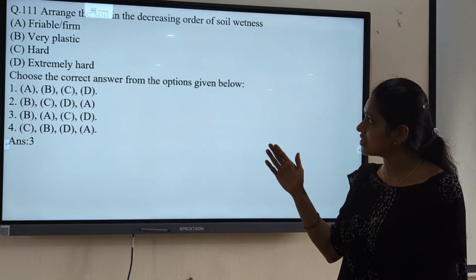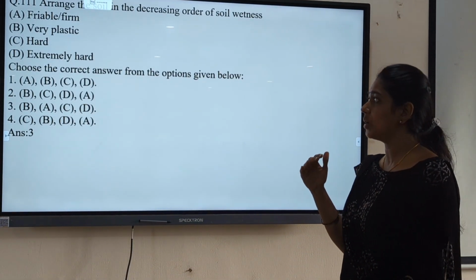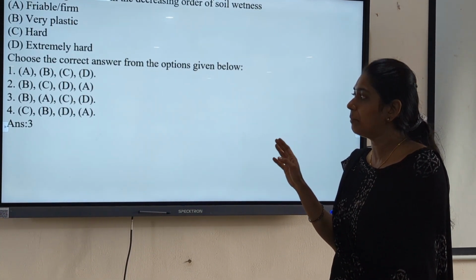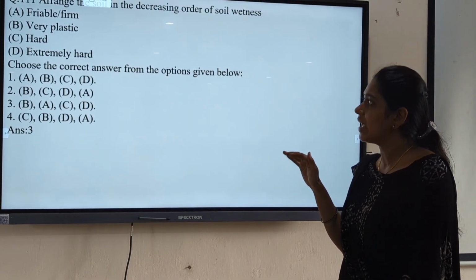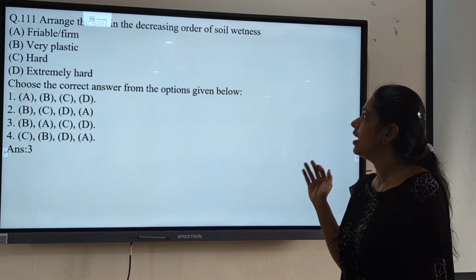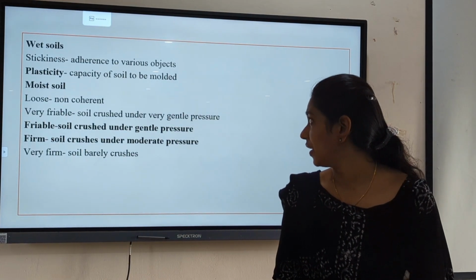So definitely the first answer should be very plastic. And at last, that should be extremely hard. So when we look at the options, the correct answer will come for the number 3, starting with very plastic and ending with extremely hard. That means at extremely hard stage, the wetness will be very low. So this is the explanation for that.